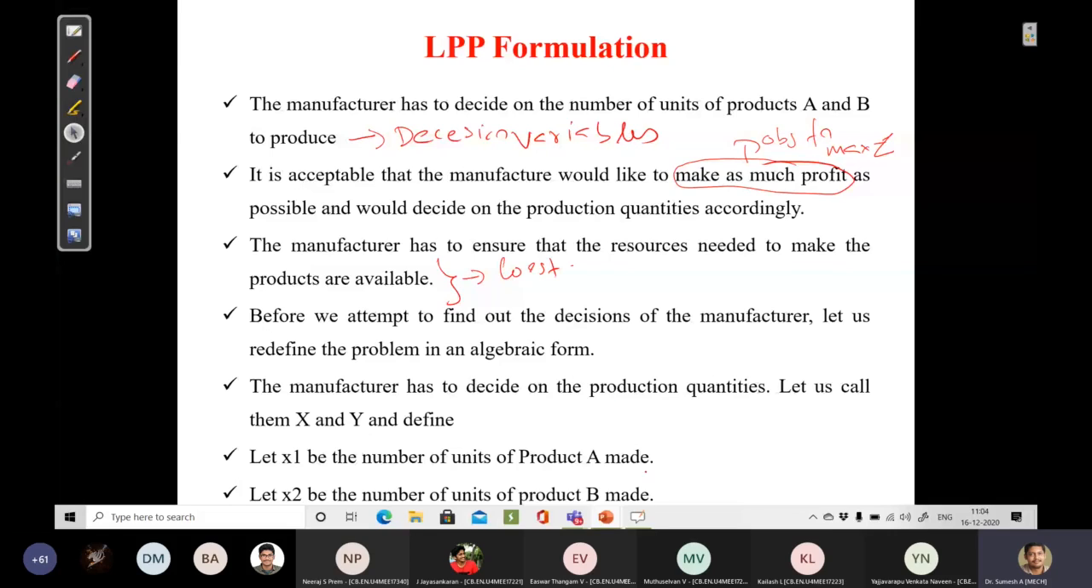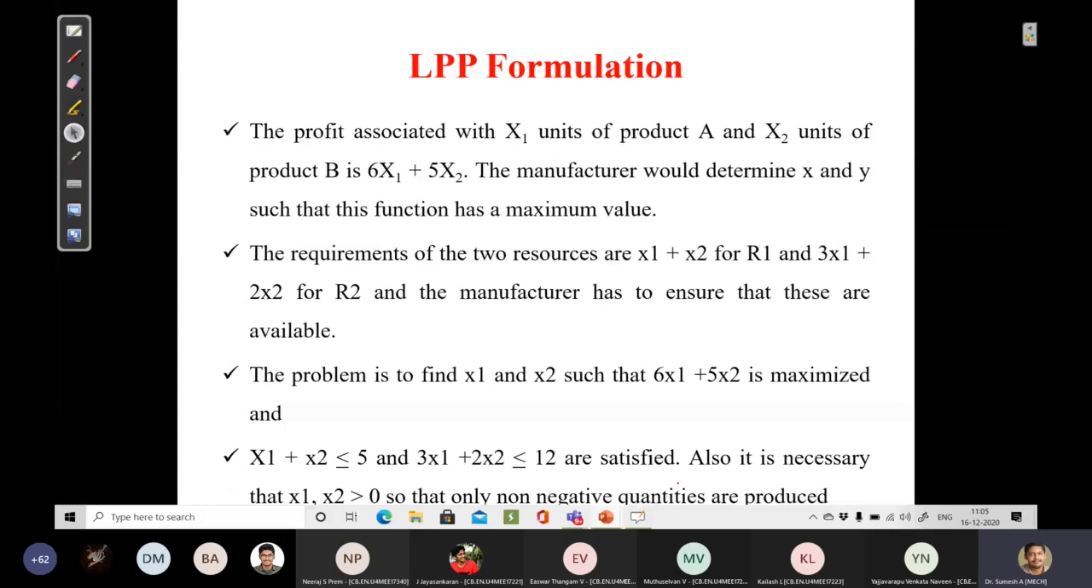We have decided that X1 be the number of products of A to be manufactured and X2 be the number of products of B to be manufactured. The profit associated, we have seen, is 6X1 plus 5X2. So this has to be maximized. Maximize Z equals 6X1 plus 5X2.